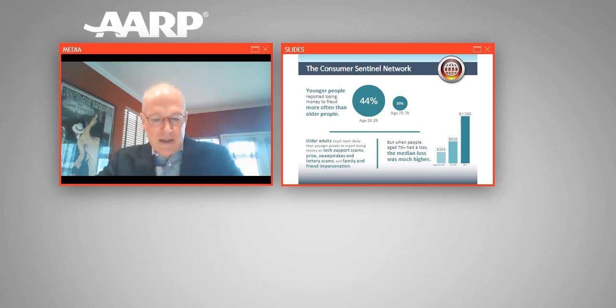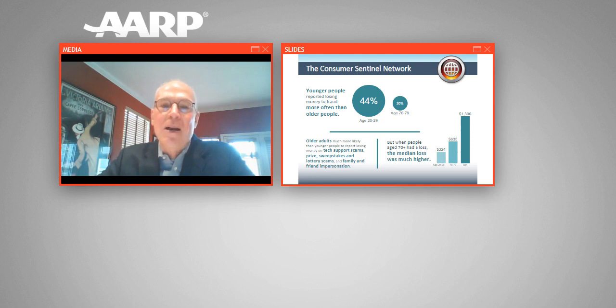One of the data points that we try to collect through Consumer Sentinel is the age of the folks who are reporting fraud to us, to the extent that people are willing to provide that information. The slide shows some of that data. Our overall data shows that younger people reported losing money to fraud more often than older people. For folks aged 20 to 29, 44% of those reporting to us reported losing money, whereas for those aged 70 to 79, it was only 20%.